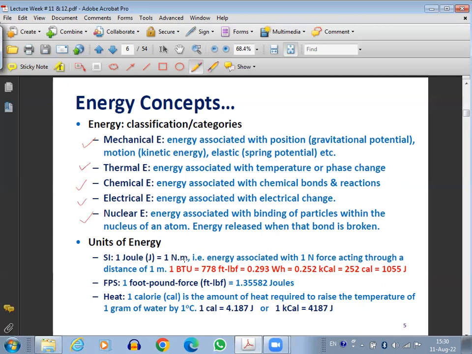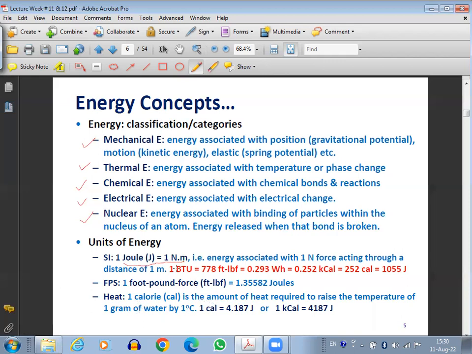Units of energy. The unit of energy is the joule, which is 1 Newton meter. That is the energy associated with 1 Newton force acting through a distance of 1 meter. So if you have 1 Newton of force moving a distance of 1 meter, then we'll say that 1 joule of work has been done. This is a definition that you have gone through earlier in physics courses. We have other units of energy.